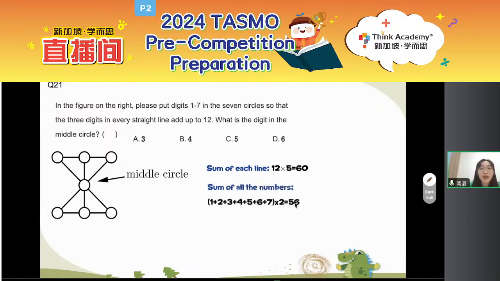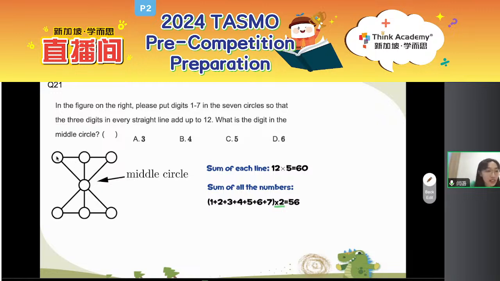And then what about the sum of all the numbers? That is, you just add all together. But here, everyone pay attention. We need 2 times 2. Why do we need 2 times 2 here? Okay, here, again, I will tick for you.